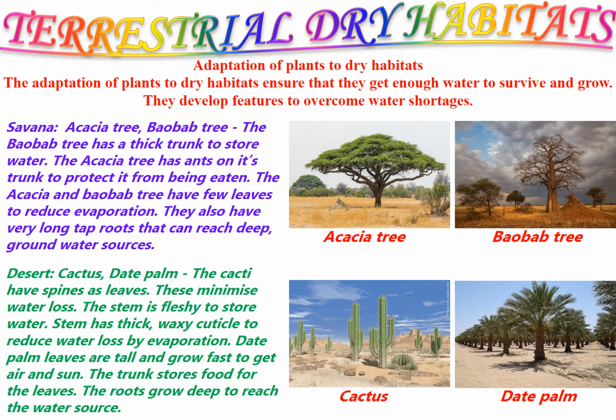Desert. Cactus and date palm are our examples. The cacti have spines as leaves. They minimize water loss. The stem is fleshy to store water. It is thick and waxy to reduce evaporation.